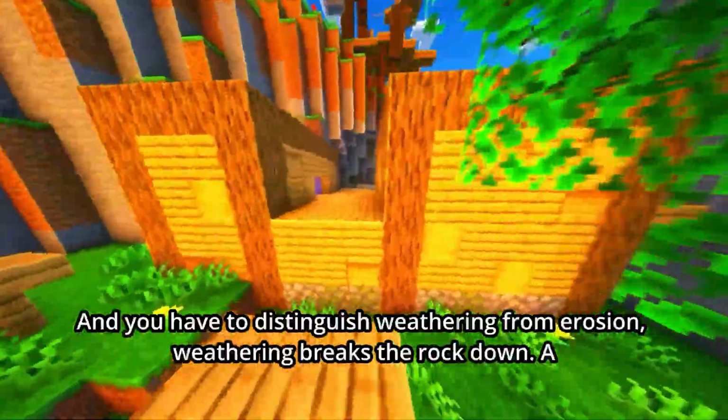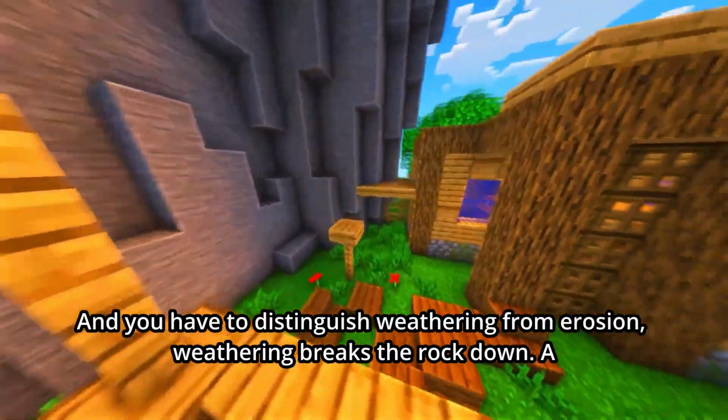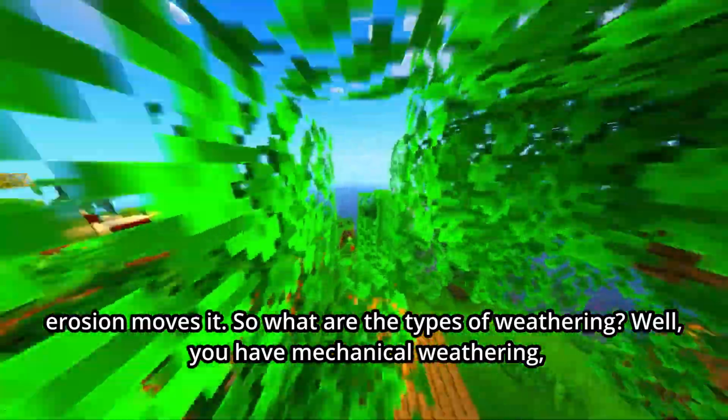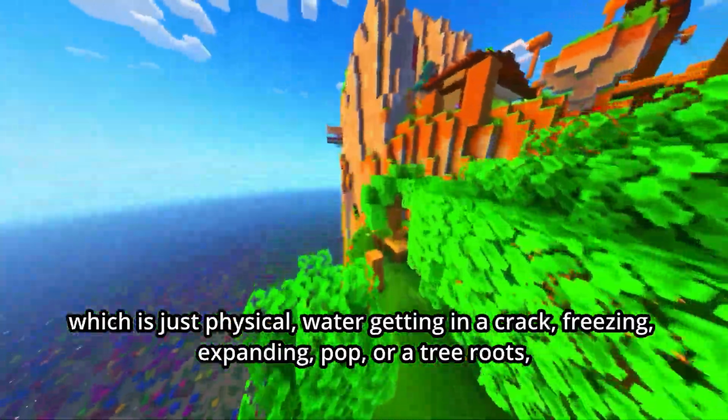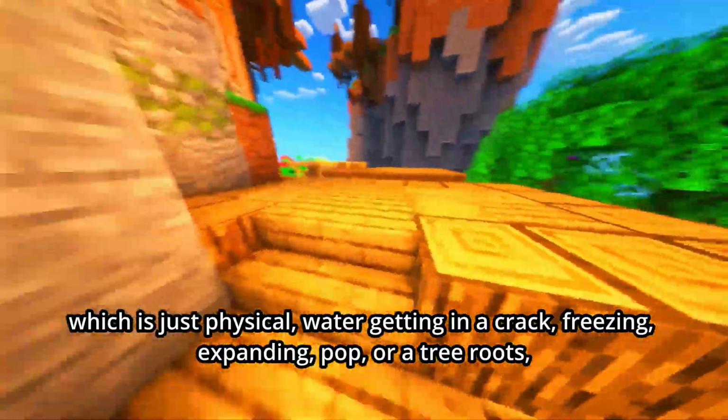That's weathering. And you have to distinguish weathering from erosion. Weathering breaks the rock down. Erosion moves it. So what are the types of weathering? Well, you have mechanical weathering, which is just physical. Water getting in a crack, freezing, expanding, pop. Or a tree root slowly splitting a boulder.